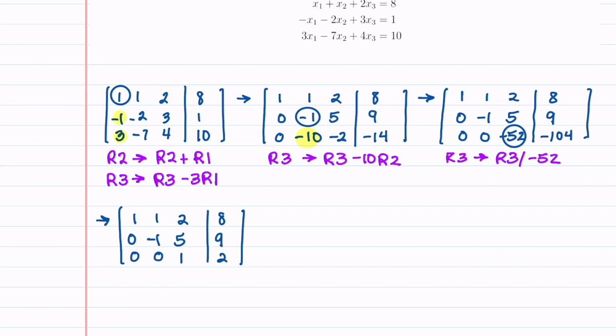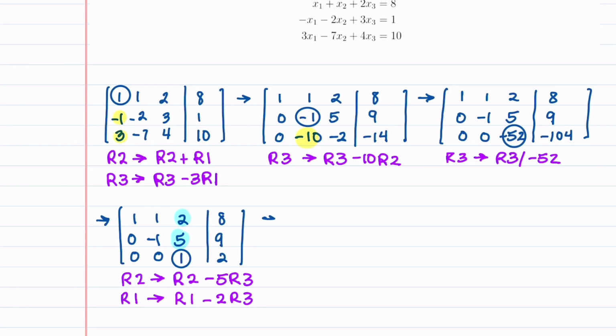Now what we're going to do is work up and to the left. That's called the backward phase of our algorithm. And what I'm going to do is highlight now in blue the entries that we have to make equal to 0. So let's go ahead and write down these row operations. We're going to take row 2 and replace it with row 2 minus 5 times row 3. And then we're going to take row 1 and replace it with row 1 minus 2 times row 3.